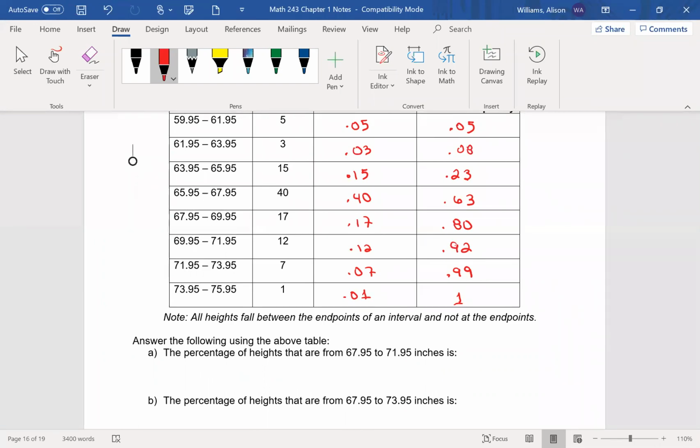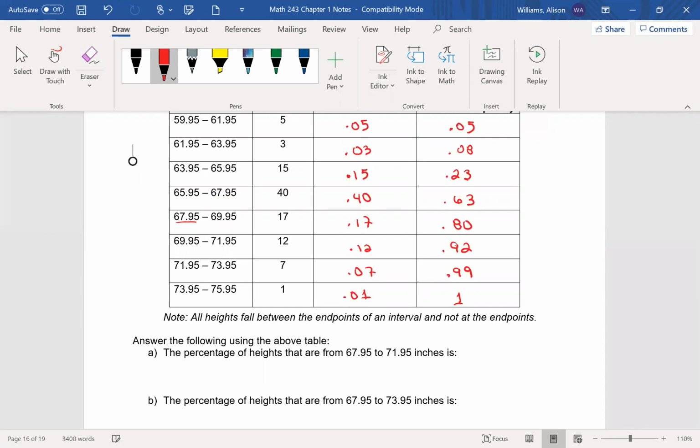So they want to know the percentages of heights that are from 67.95 to 71.95. So 67.95, going up here to the table, I see 67.95. I see it here and here, right? I see it in both places. But they want it to be from 67.95 up to 73.95. So I'm going to go ahead and ignore that.